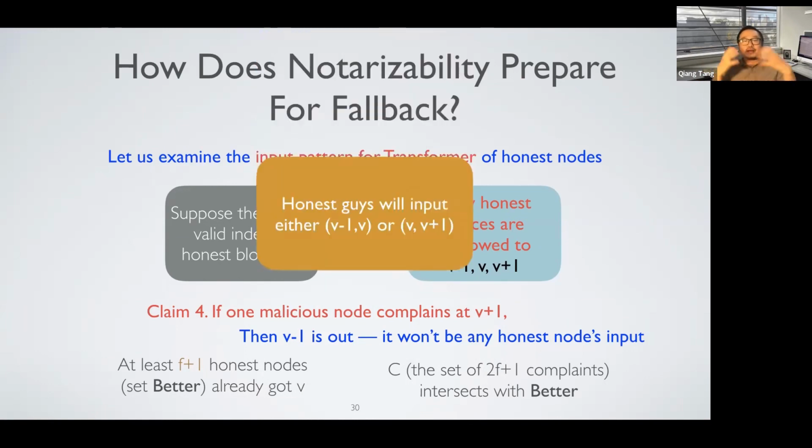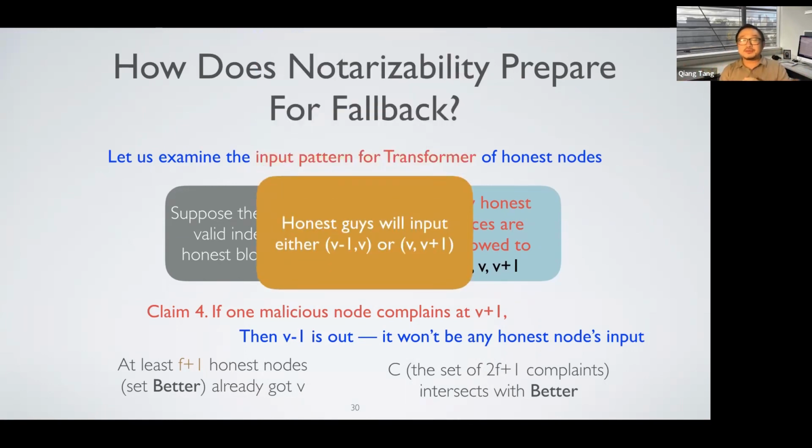So by summarizing all those claims, we can see that just one single notarizability property and the preparation of the certificate can narrow down all the possible inputs of honest nodes when they enter the phase synchronization phase. Their input could be either V minus 1, V or V plus 1. That's it. There are no other options. So now the answer to my question is already clear, right?